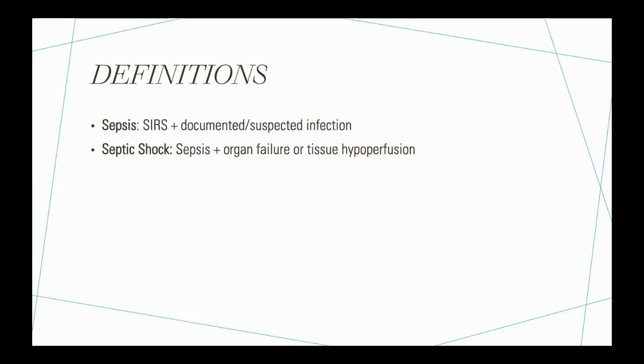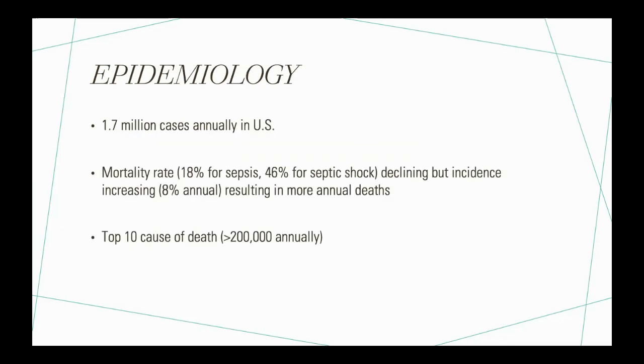So let's go to sepsis. So SIRS, what we just talked about, and then plus a documented or suspected infection. And then septic shock, that's when we start seeing the organ failure and tissue hypoperfusion. That's when we're starting to decompensate. Big ones here, especially pre-hospital, is going to be urinary tract infections and also pneumonia. Big killers in the elderly.